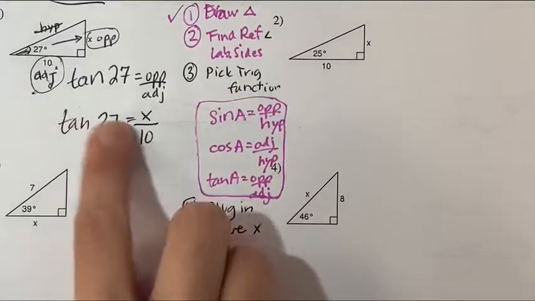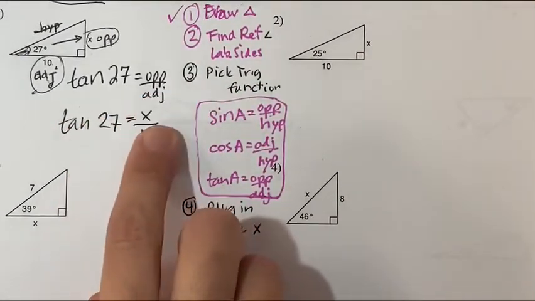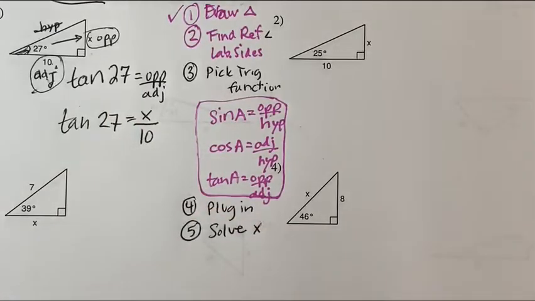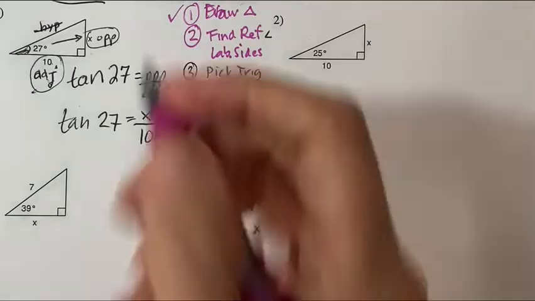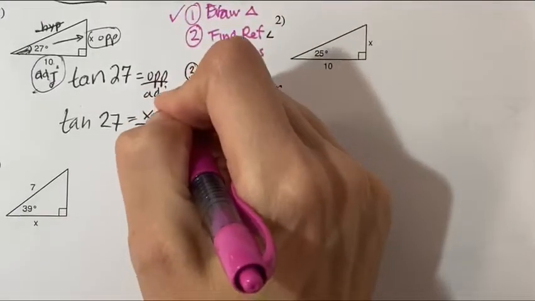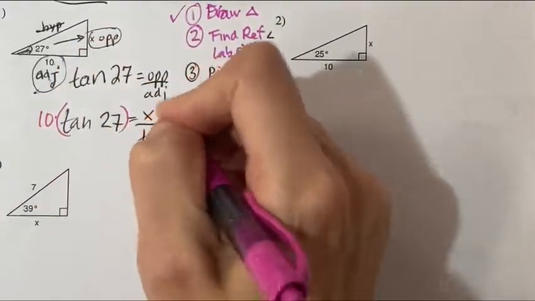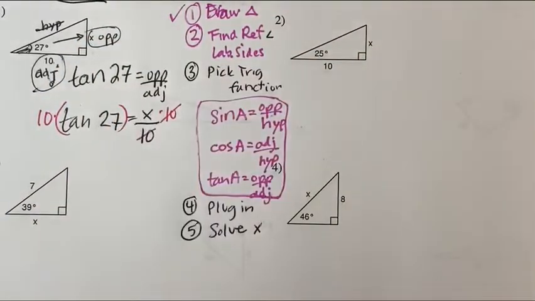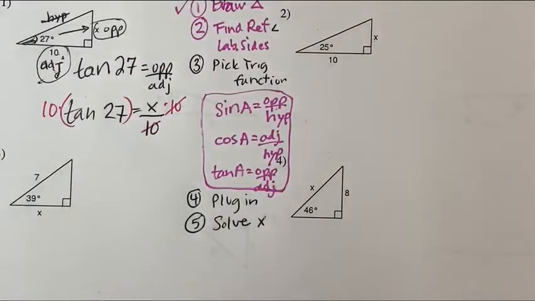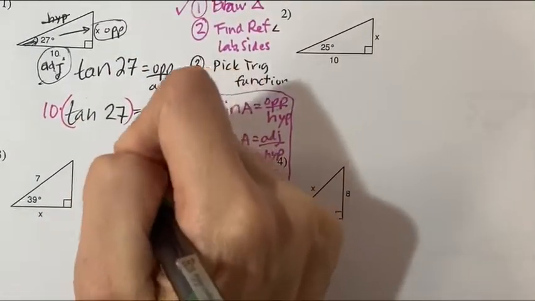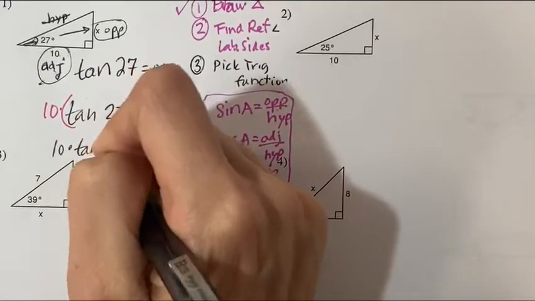So it doesn't look like we need the cross swap here. Just looks like we need to get X by itself. So X here is being divided by 10. So if I multiplied by 10 on the right and the left, then X is equal to 10 times the tangent of 27.